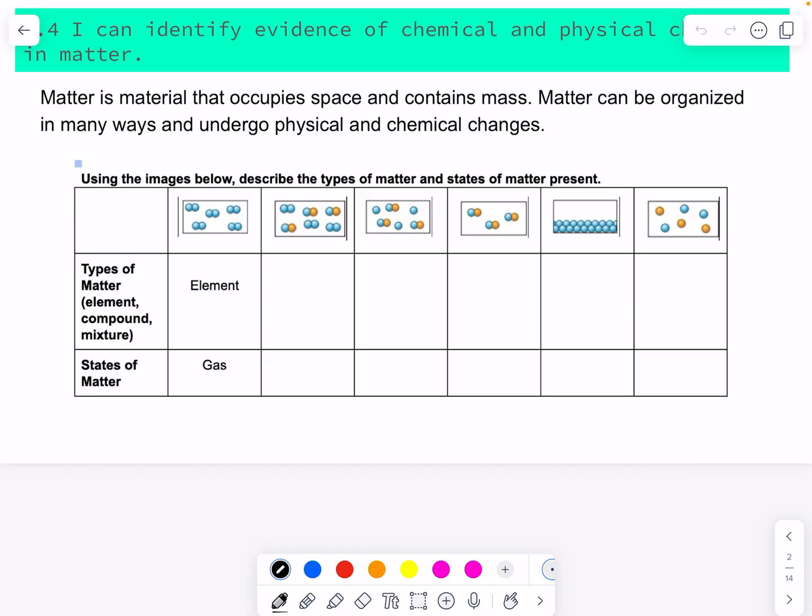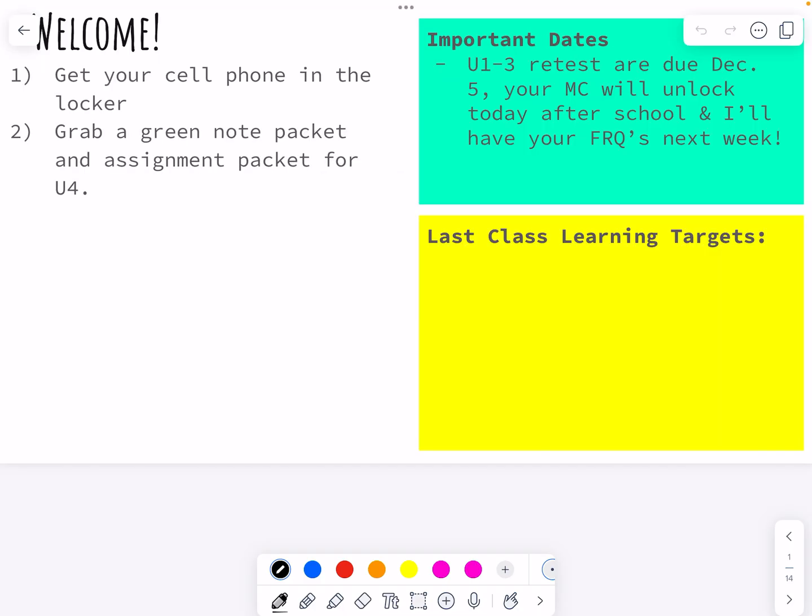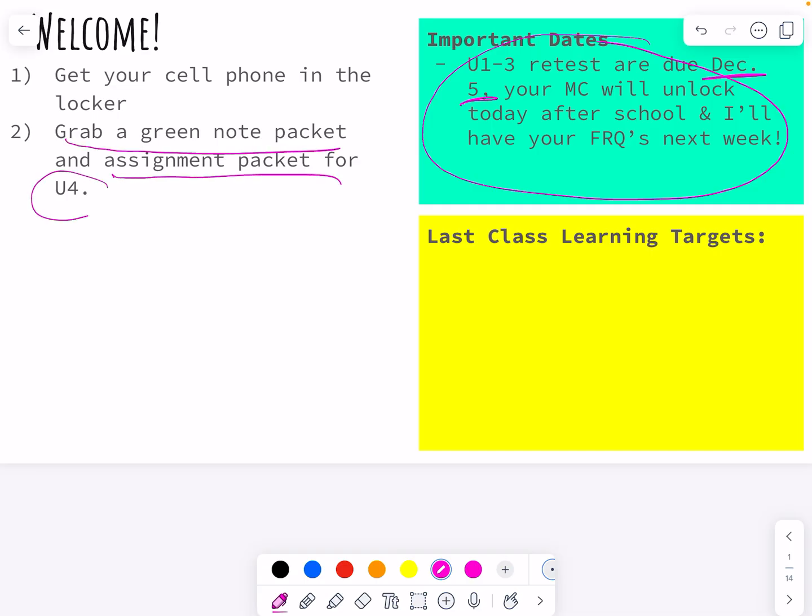So one quick announcement. After school today, your MC from our test on Wednesday will unlock. You can see your scores, see what you missed, and start working on corrections. We're going to have till December 5th for those retakes, and then I'll have your FRQs for you next week. But if you wanted to start working on that process, get a head start, it will be ready for you, okay? Make sure you've grabbed a green note packet and assignment packet for Unit 4, okay?